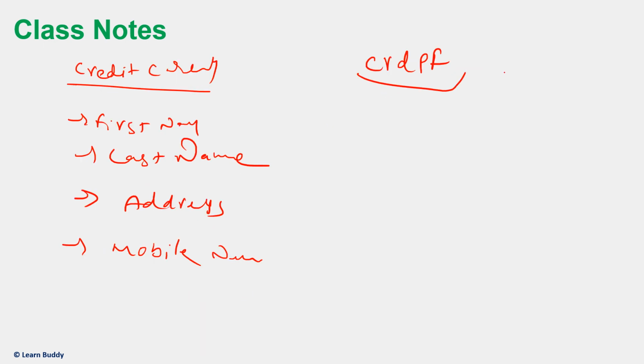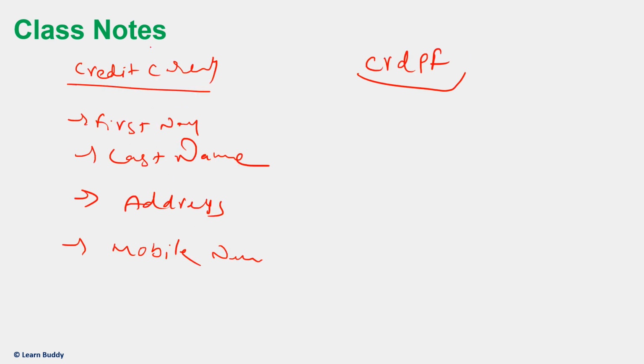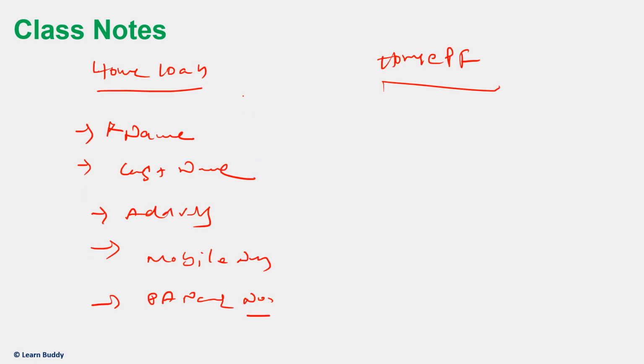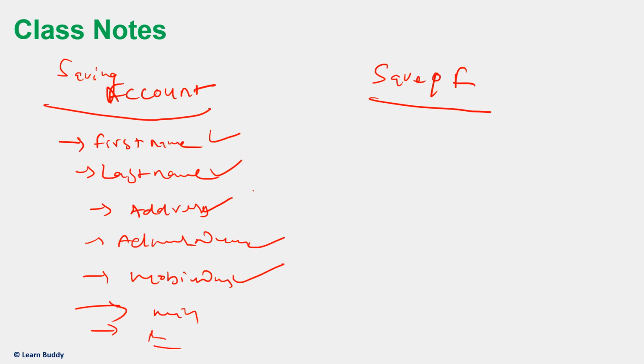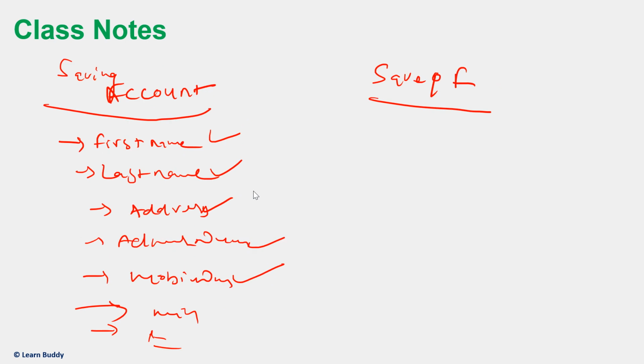If you observe here, there are common fields: first name, last name, address. Here also the common fields first name, last name and address, and here too. So across SAVPF, CRDPF and HOMEPF you have common fields, the first name, last name and address. That is fine.